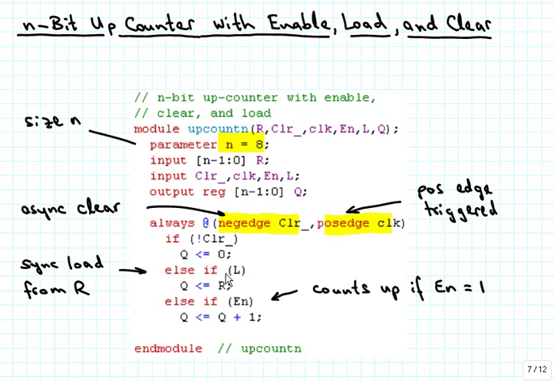If load is set, then we load the value R into Q. And if it's neither clear nor load, then we check as a next thing whether the enable is set high. And if the enable is set high, then we are going to count up by adding 1 to Q.